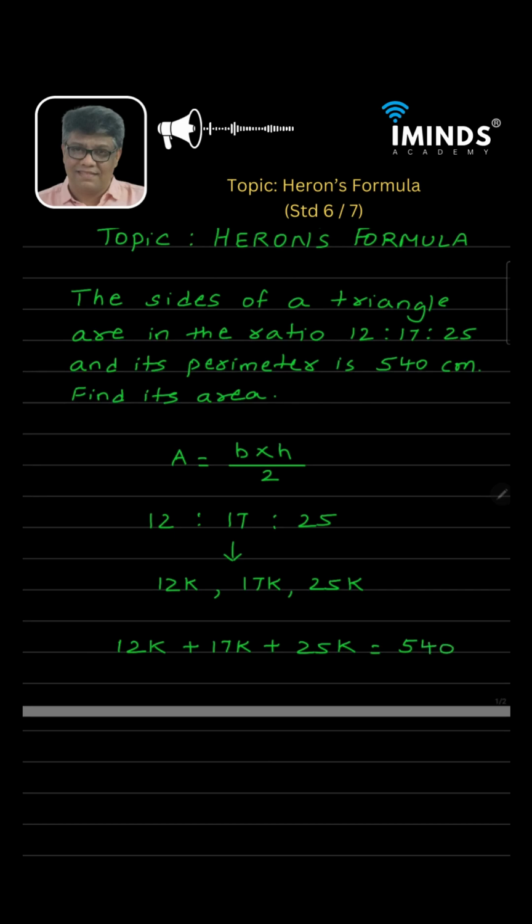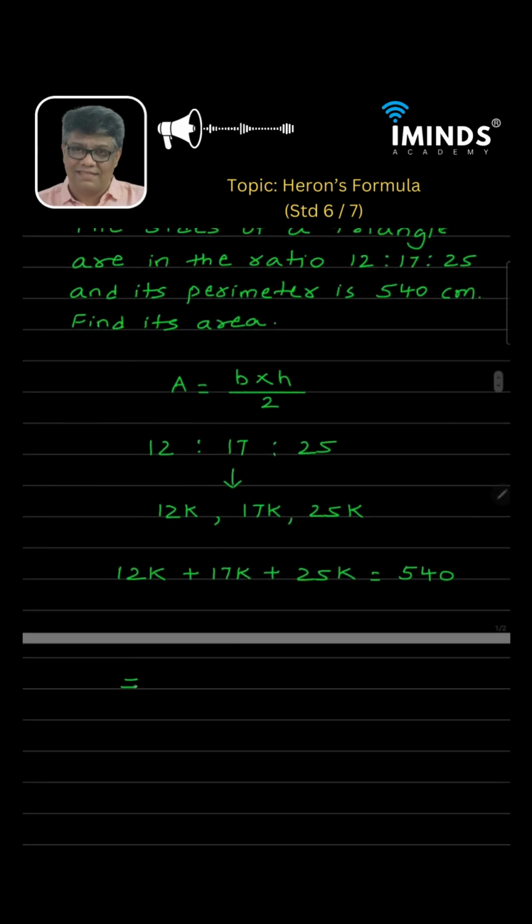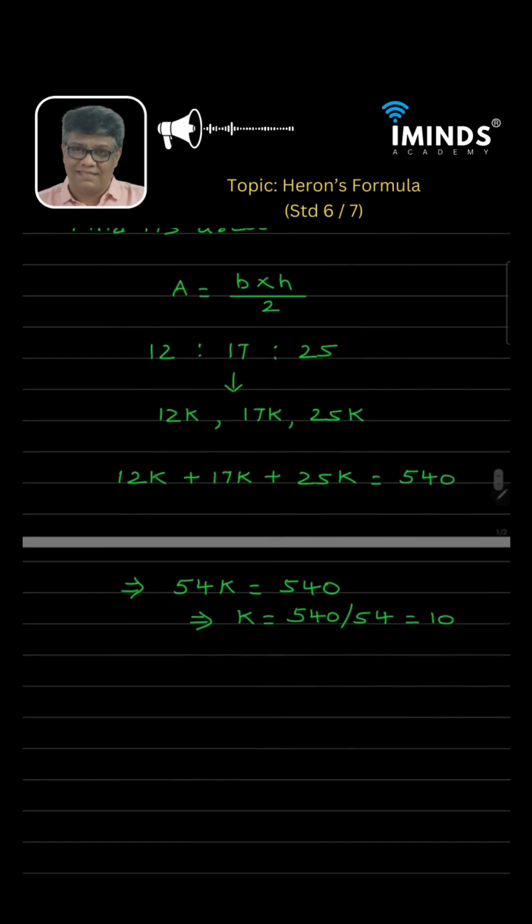this should be equal to 540. So now this gives us 12 plus 17, 29 plus 25, 54k equals 540. So this implies k equals 540 upon 54, which is equal to 10. So now since I have the value of k, I can find out the value of these sides. So what are the three sides? 12k, 17k and 25k, and the k value is 10.